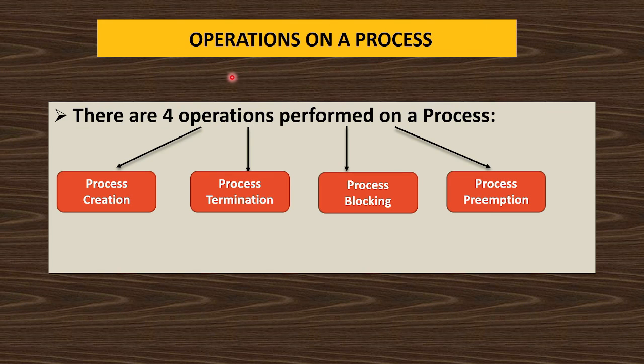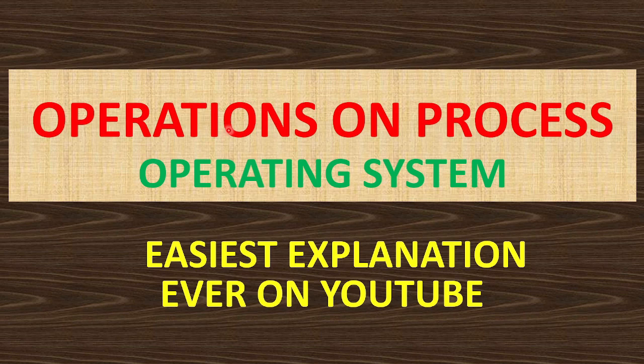So in today's lecture we saw 4 operations which are performed on a process, that is process creation, process termination, process blocking and process preemption. So this was all about operations on processes under the operating system.